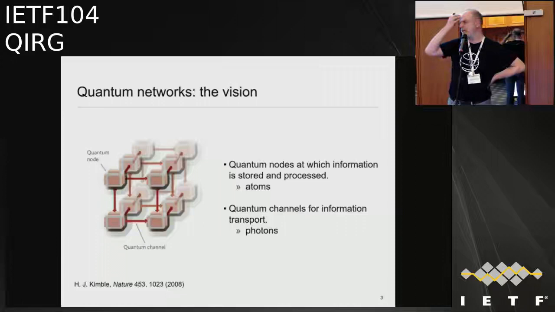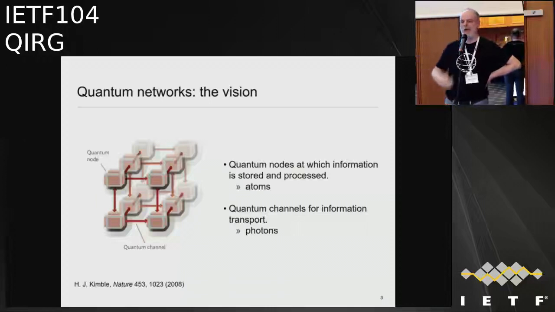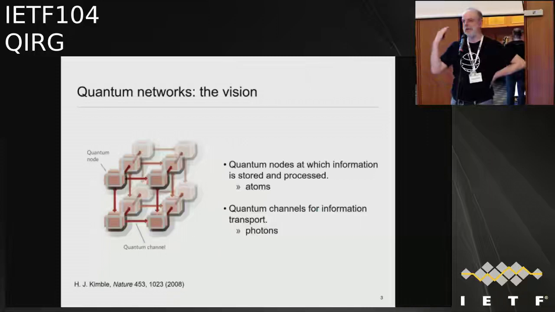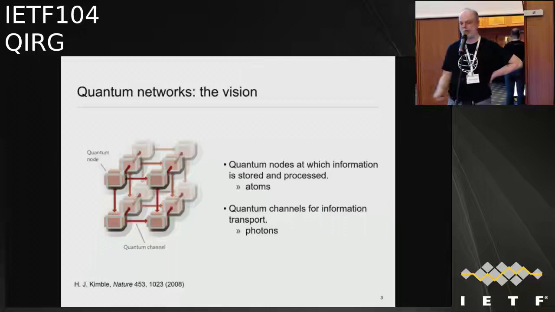So roughly the vision has been around for a while, but was articulated particularly well in a way that kind of set off a bunch of work by Jeff Kimble from Caltech in an article in Nature in 2008. And the basic idea is that you have quantum nodes where information is stored and processed. They're like quantum computers, perhaps using atoms, perhaps not. And you use some sort of quantum channels for connecting them, for information transport and creation of distributed quantum states as we go. And roughly this will give you the general idea of a quantum internet. And you can see it's a really sort of highly realistic network topology, the kind we all see out in the real world every day.